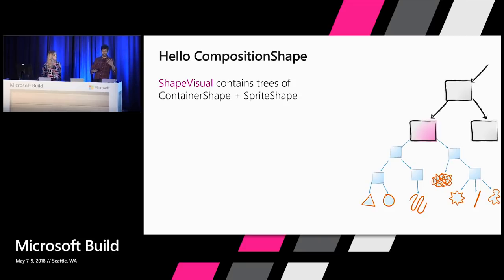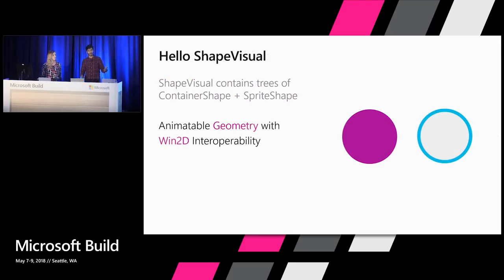Now, these shapes are container shapes and sprite shapes, and if you've ever worked with the composition APIs before, this hierarchy should seem very familiar to you. Of course, there's support for animated geometry types, like lines, ellipses, rounded rectangles, and of course, our beloved paths. And for paths, we've added this interop mechanism so you can drop down to the Win2D or D2D APIs and harness the full power of those APIs to create your own path geometries, and then let the visual layer's rendering and animation engine just handle the rest.